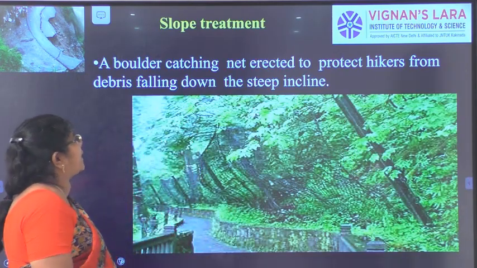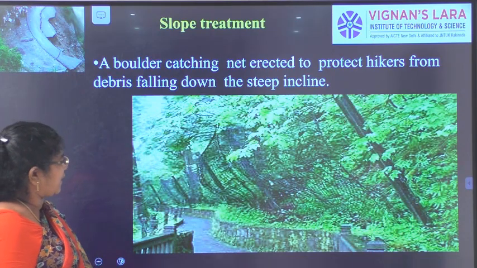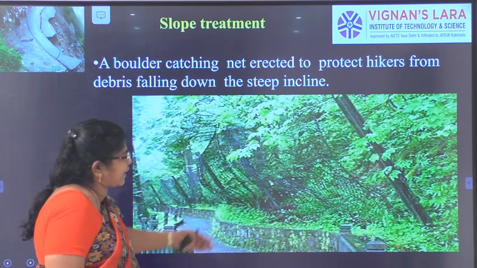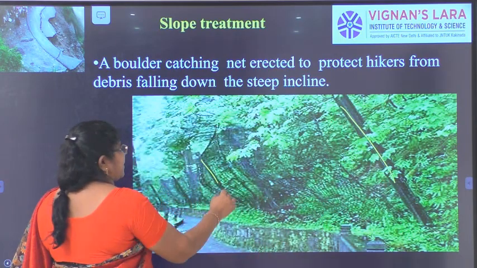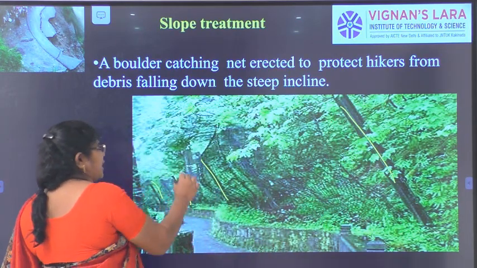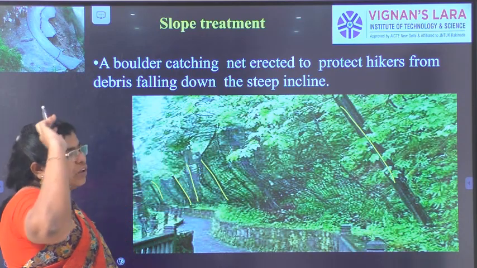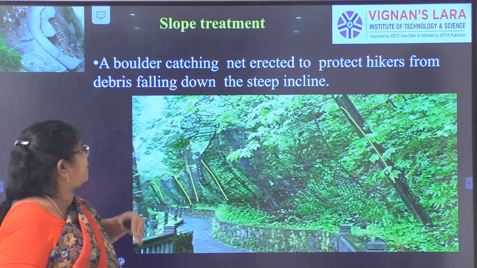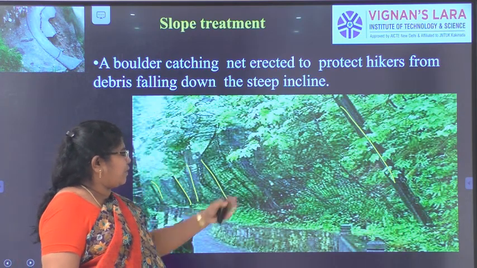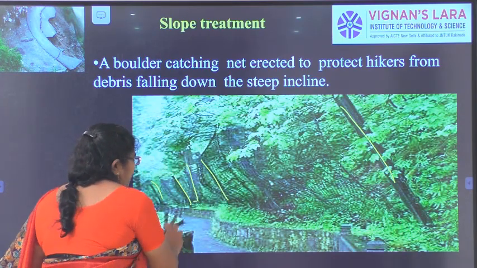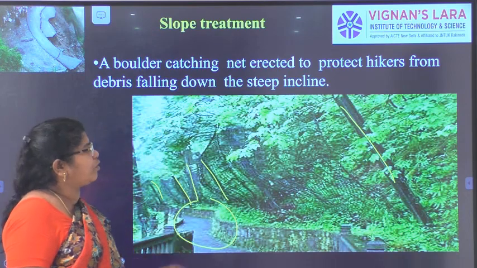The next one is the boulder. Here you can see the net attached. I don't know whether it is a fencing, but fencing is there, and the net is attached throughout in order to protect the hikers from debris falling. So the debris can be prevented, in order to make the stream flow fully.